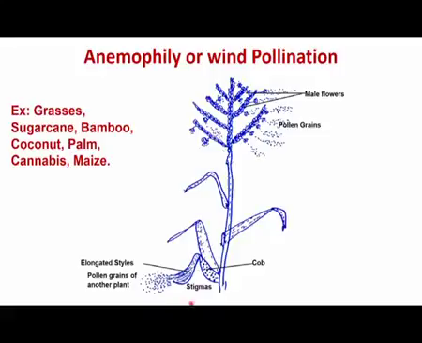In these cases, as the name suggests, the medium is very non-specific, because the air can disperse these pollen grains in any direction, not like a directional movement of pollen grains towards the stigma. These kinds of plants produce pollen grains in very huge quantities. For example, a single flower of cannabis, the bhang plant, produces more than 500,000 pollen grains.